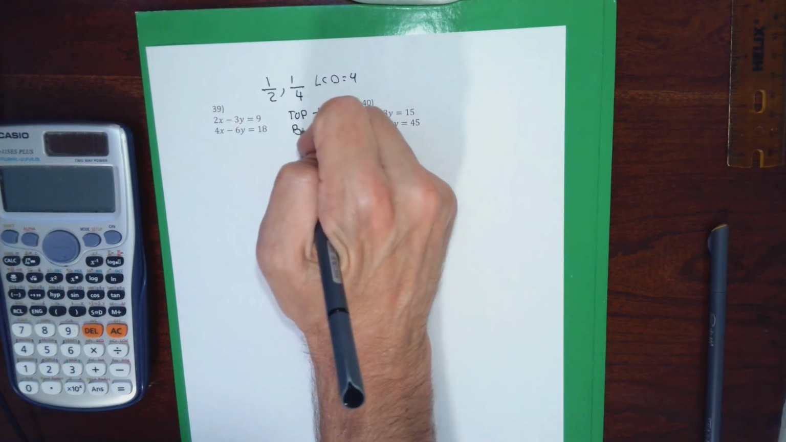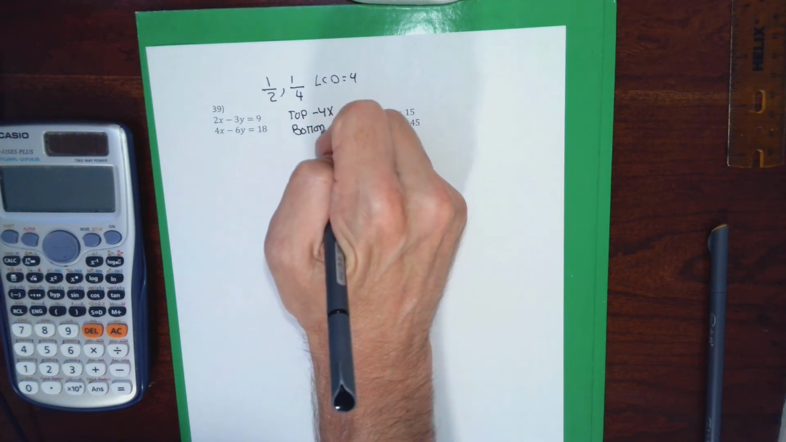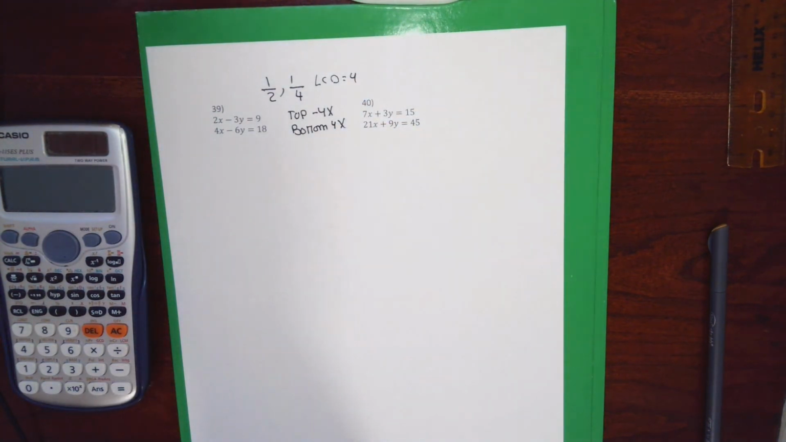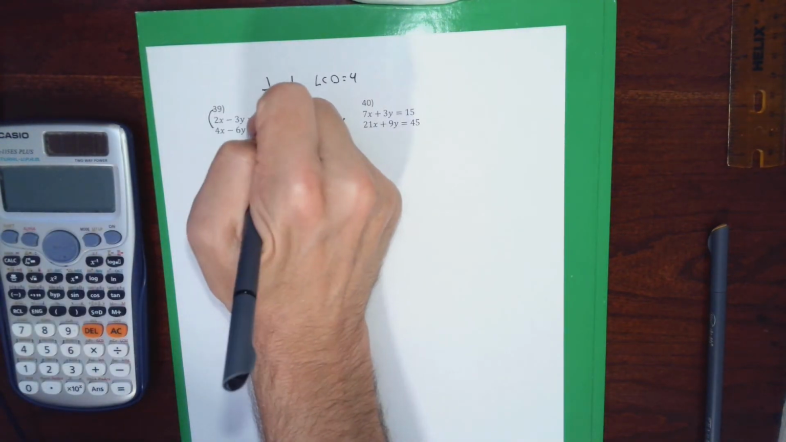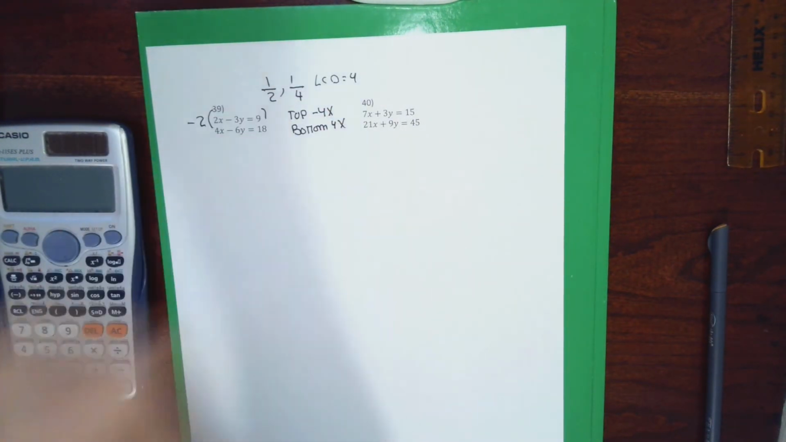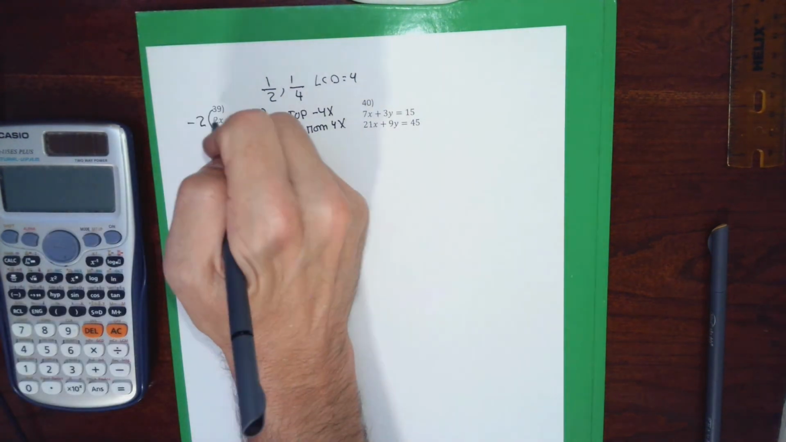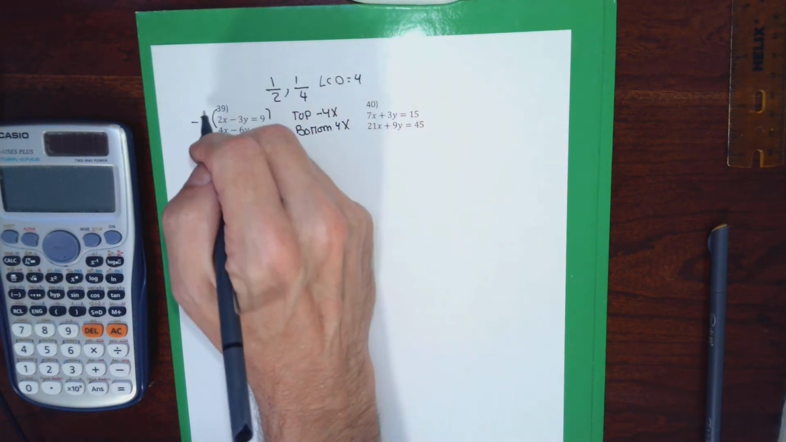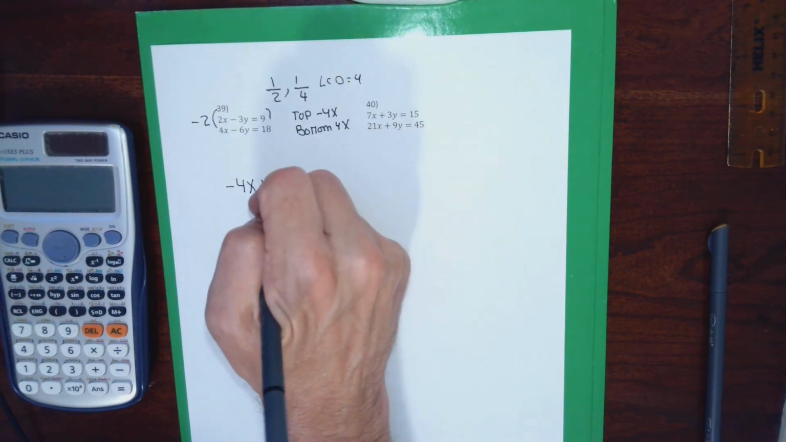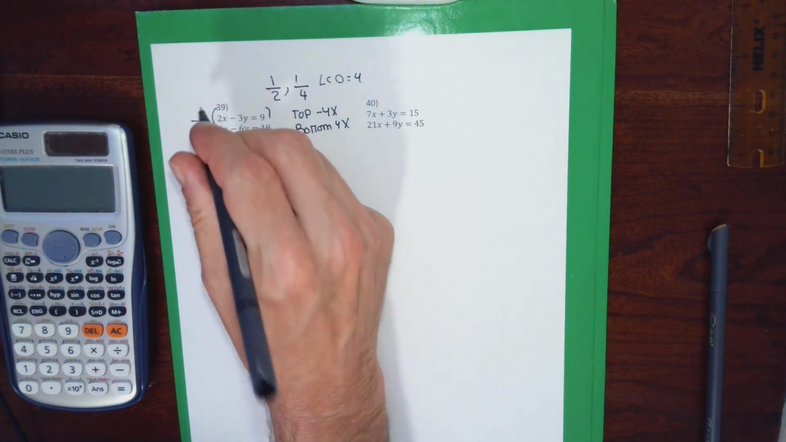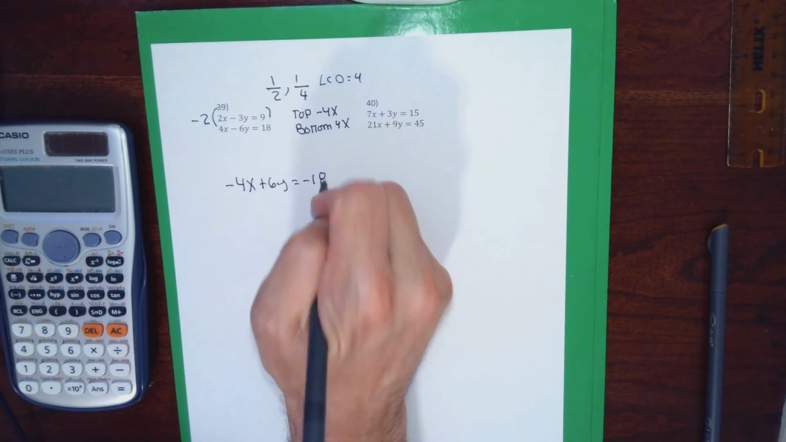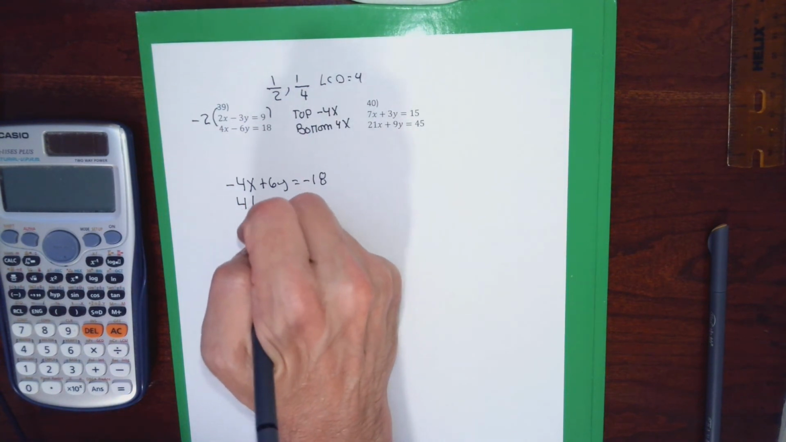and the other I could make have a positive 4 in front of it. Well, the bottom one already has a positive 4, so I might as well make it the one that has the positive 4. And the top, I'm going to make it have a negative 4 by multiplying the top equation by negative 2. I'm going to go negative 2 times positive 2x and get negative 4x. Negative 2 times negative 3y gives positive 6y. And negative 2 times positive 9 gives negative 18.